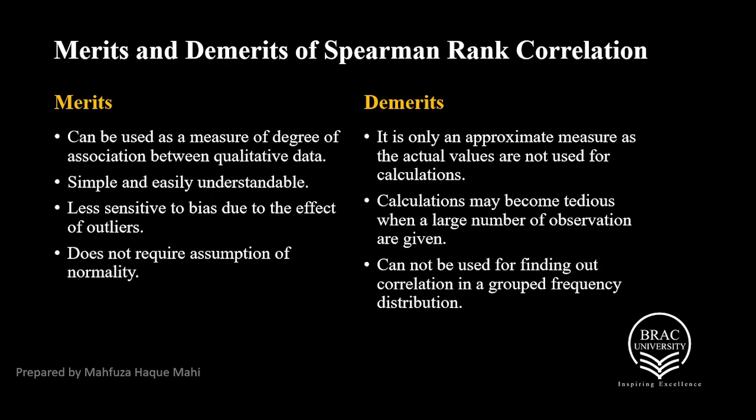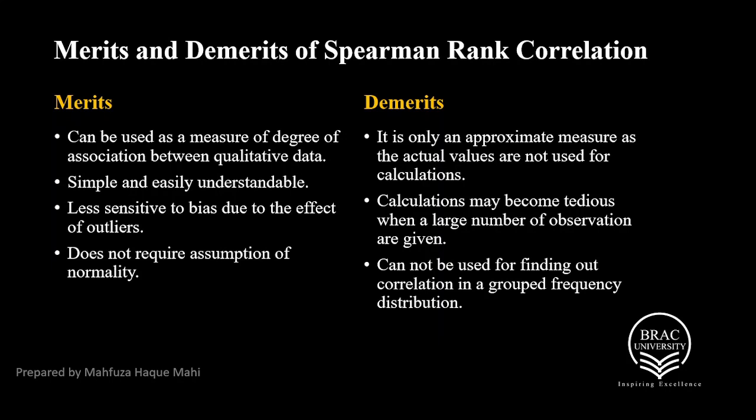Now look at the merits and demerits of Spearman rank correlation. Spearman rank correlation can be used as a measure of degree of association between qualitative data. Spearman rank correlation is simple and easily understandable. Spearman rank correlation is less sensitive to bias due to the effect of outliers. This method does not require assumption of normality.